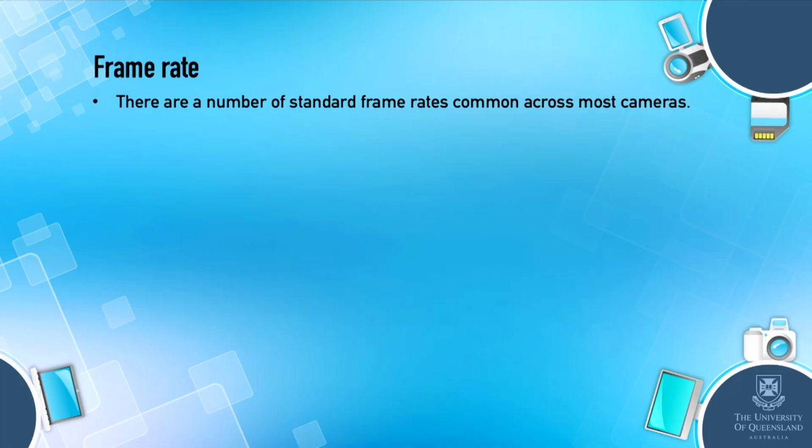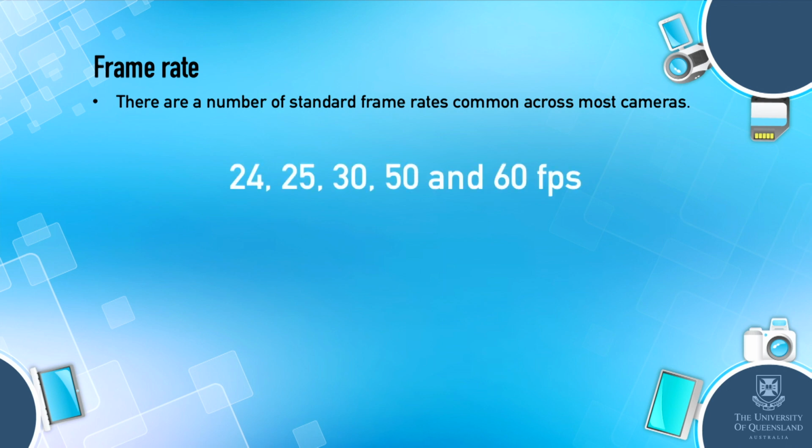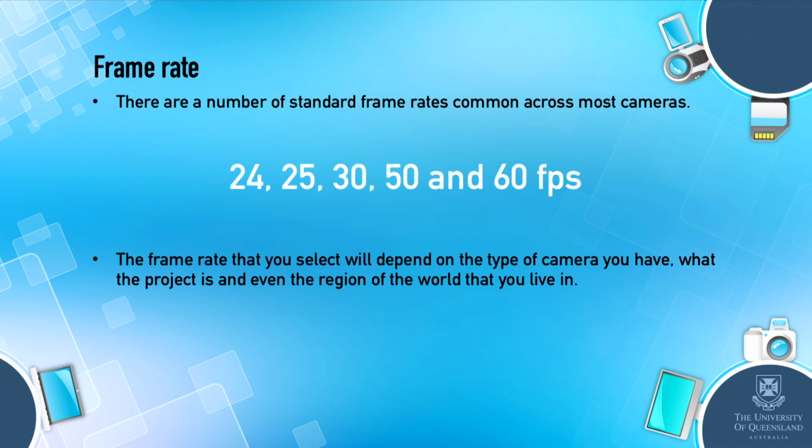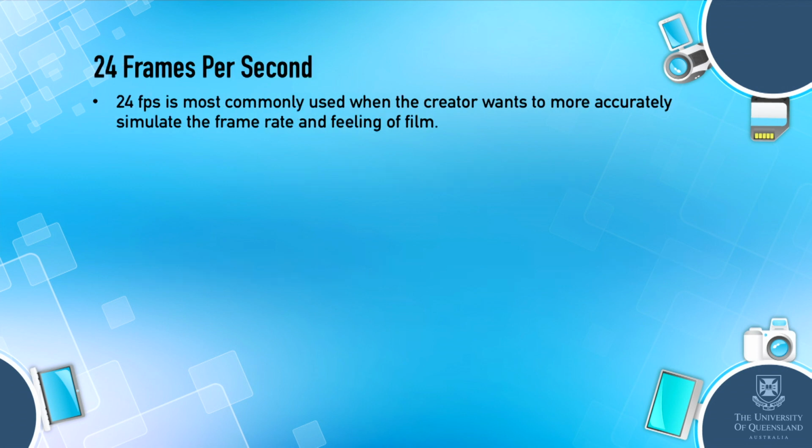So, how do you know what frame rate you should use in your video? Luckily, there are a number of standard frame rates that are common across most cameras. These include 24, 25, 30, 50 and 60 frames per second. The frame rate that you select will depend on the type of camera you have, what the project is, and even the region of the world you live in. 24 frames per second is most commonly used when the creator wants to more accurately simulate the frame rate and feeling of film. However, this frame rate may not be supported on all cameras.